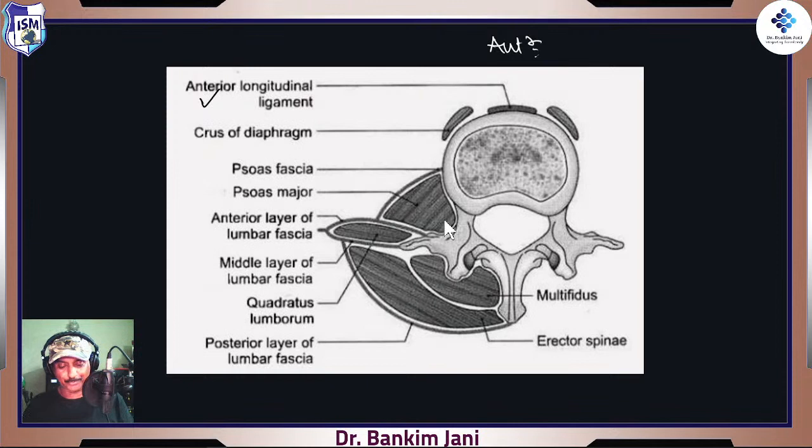Trust me at this point, right? When we'll be discussing the diaphragm, there is a left crus, there is a right crus, and there is so much to learn about those crura, right? So just keep it as it is.